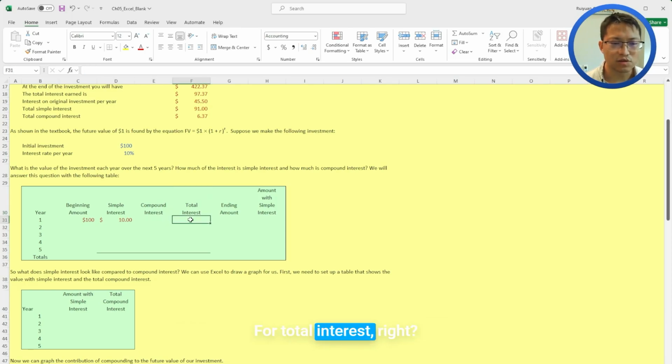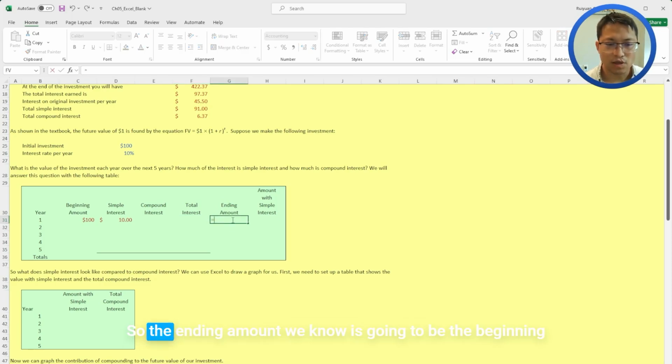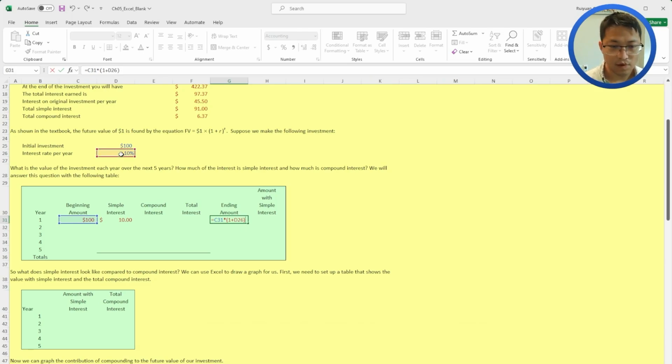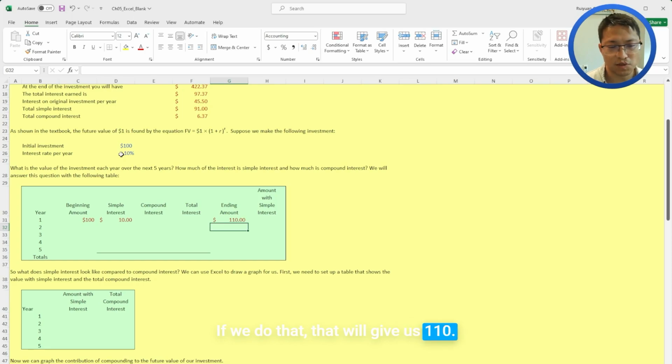For total interest, we know the total interest is the difference between the ending amount and beginning amount. So again, we want to calculate the ending amount first. Well, the ending amount we know is going to be the beginning amount multiplied by 1 plus the interest rate, which is D26. If we do that, that will give us $110. Now we know what the total interest is.